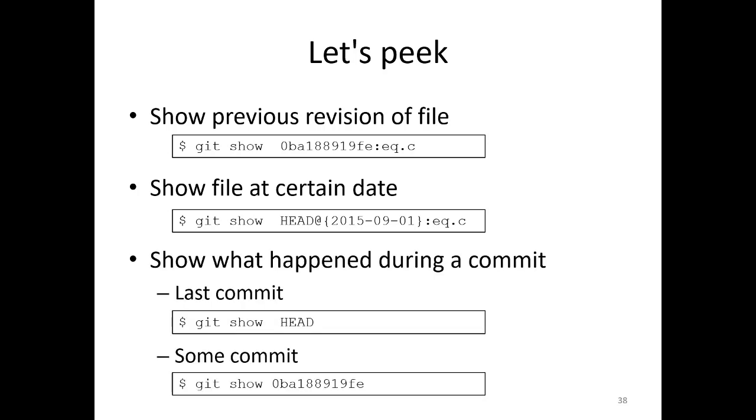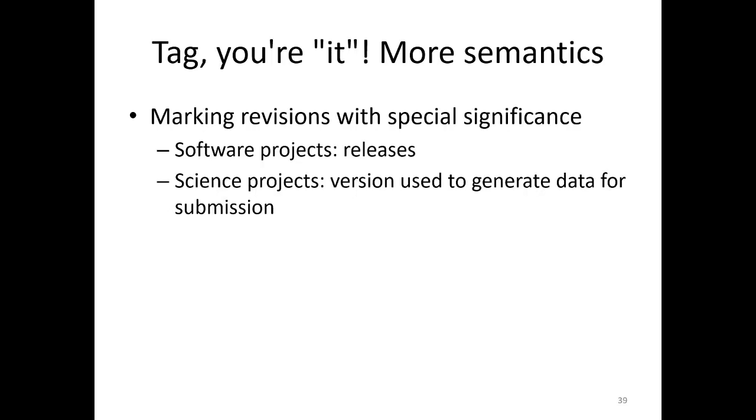You can also look at a particular commit, so for instance what happened in the last commit, just git show HEAD. In some commit, git show the ID of that particular commit.